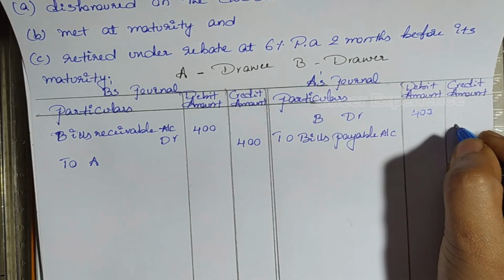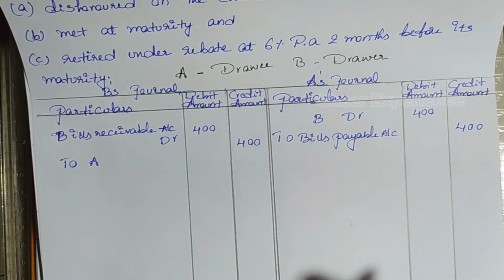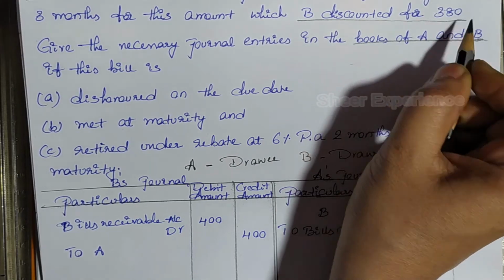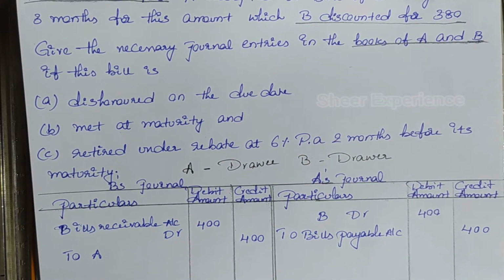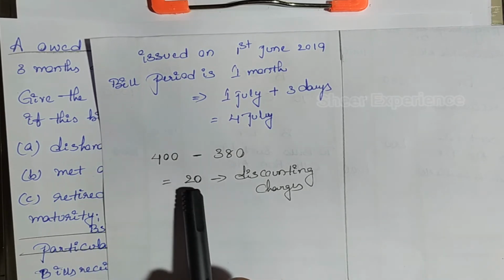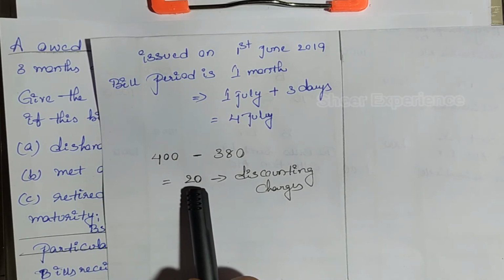Amount is 400. In the question it says B discounted the bill for 380. Usually the discounting charges or the discount percentage will be given in the question. But here the discounted amount is directly given, that is 380. Total bill value is 400 and the discounted value is 380. So discounting charges is 20, that is 400 minus 380.